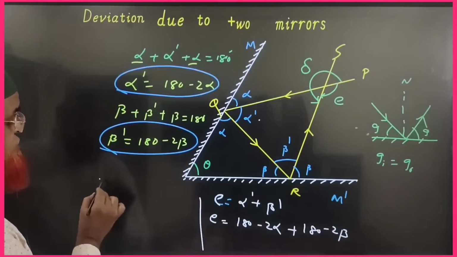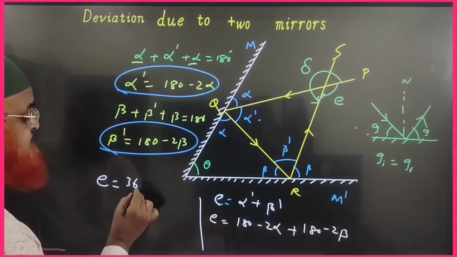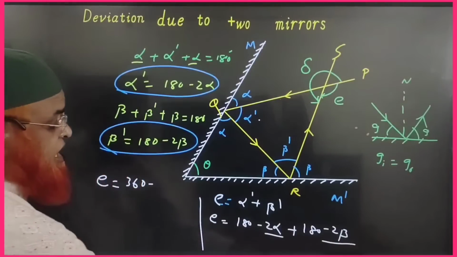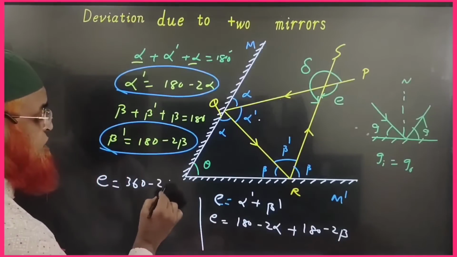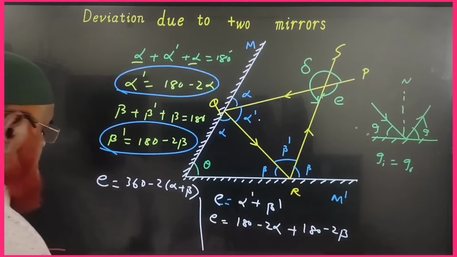Exterior angle will become 180 plus 180, which is nothing but 360 degrees. Here, if you take 2 common, you will be getting alpha plus beta. Okay.